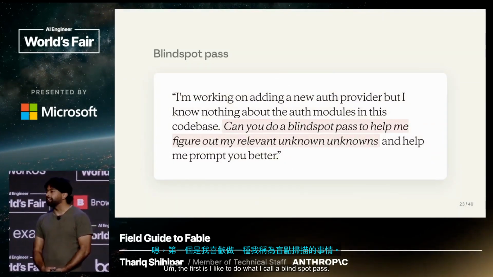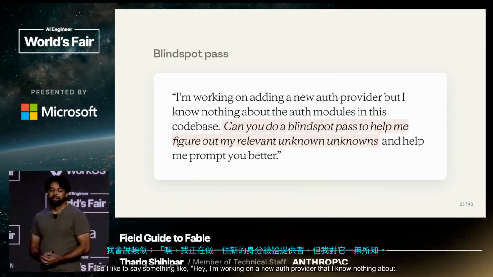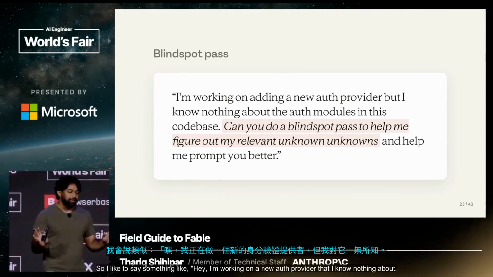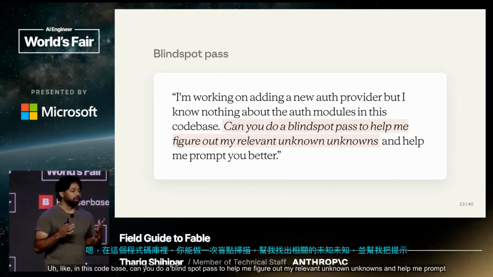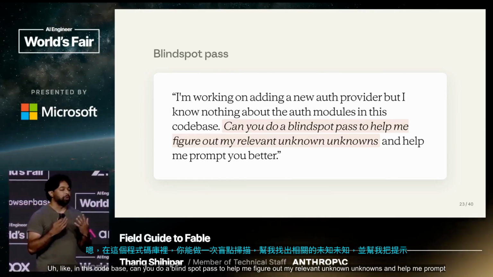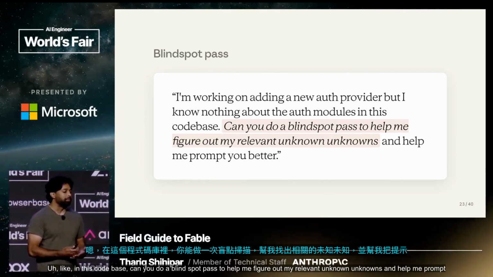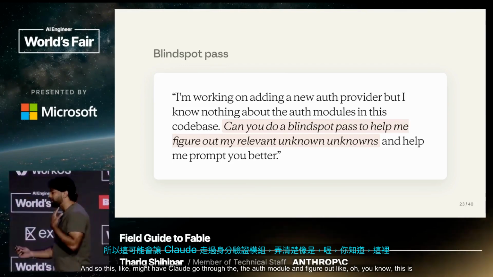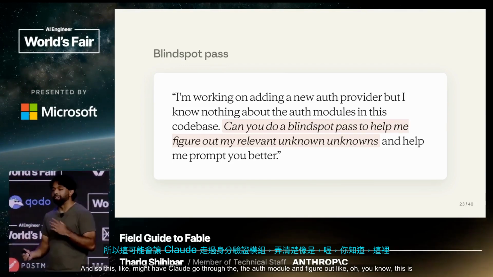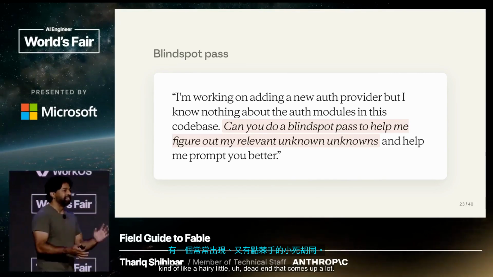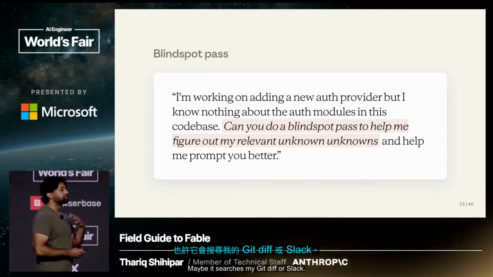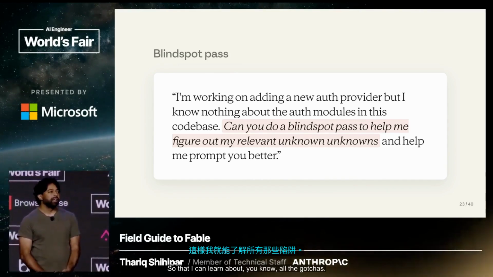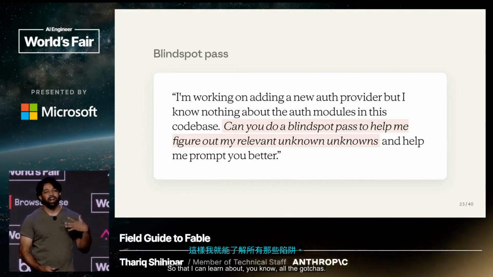The first is I like to do what I call a blind spot pass. So I like to say something like, hey, I'm working on a new auth provider that I know nothing about, like in this code base. Can you do a blind spot pass to help me figure out my relevant unknown unknowns and help me prompt better, right? And so this might have Claude go through the auth module and figure out, oh, this is kind of like a hairy little dead end that comes up a lot. Maybe it searches my Git diff or Slack. I might tell it where there's context, right? So that I can learn about all the gotchas.